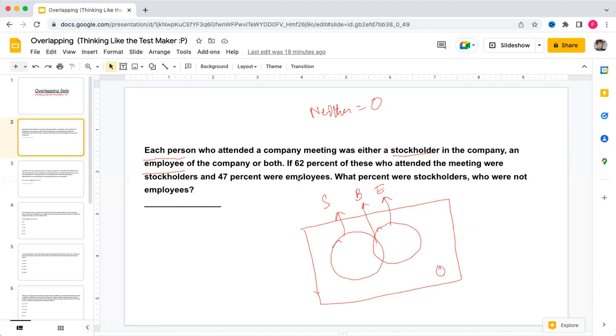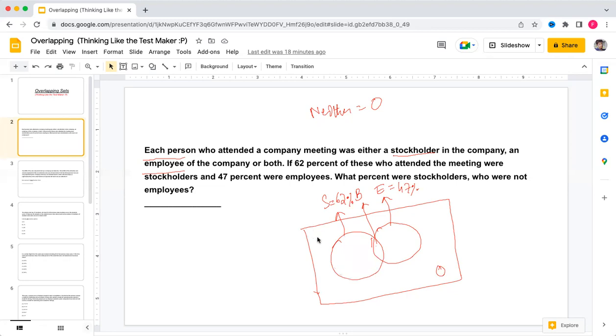The next thing is, 62% of those who attended the meeting were stakeholders. Okay, the stakeholders were 62%. The next thing is, 47% were employees. And the question is asking what percent were stakeholders who were not employees. So exactly, the question is asking what percent were stakeholders, this circle, who were not employees. So the question actually asks about this portion, the stakeholders who are not employees.